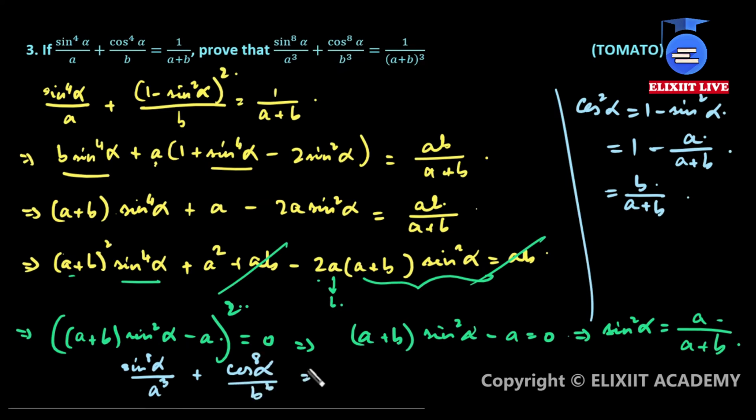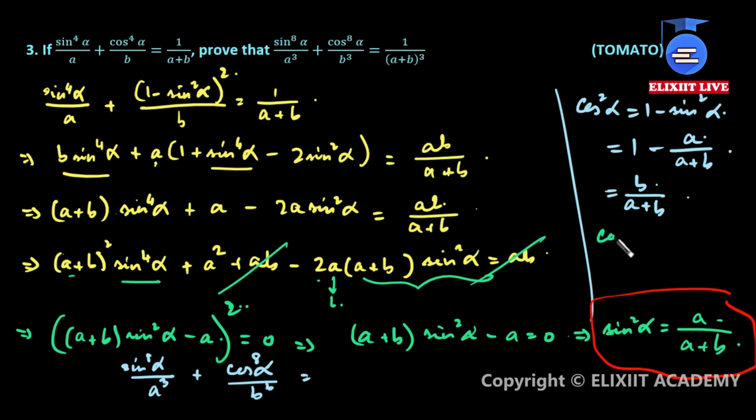Now what is sine to the power 8 alpha? We know sine square alpha. These values we know. Cos square alpha, what is cos square alpha? Cos square alpha is actually b by a plus b. So we know these values, sine square alpha and cos square alpha. Okay, so now put this over here.